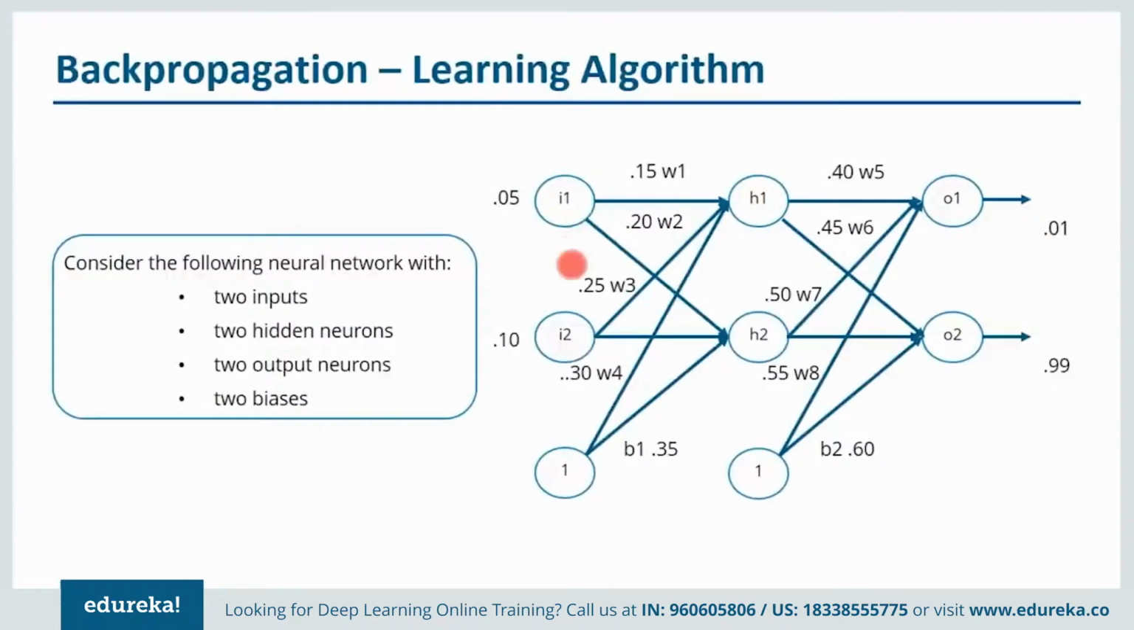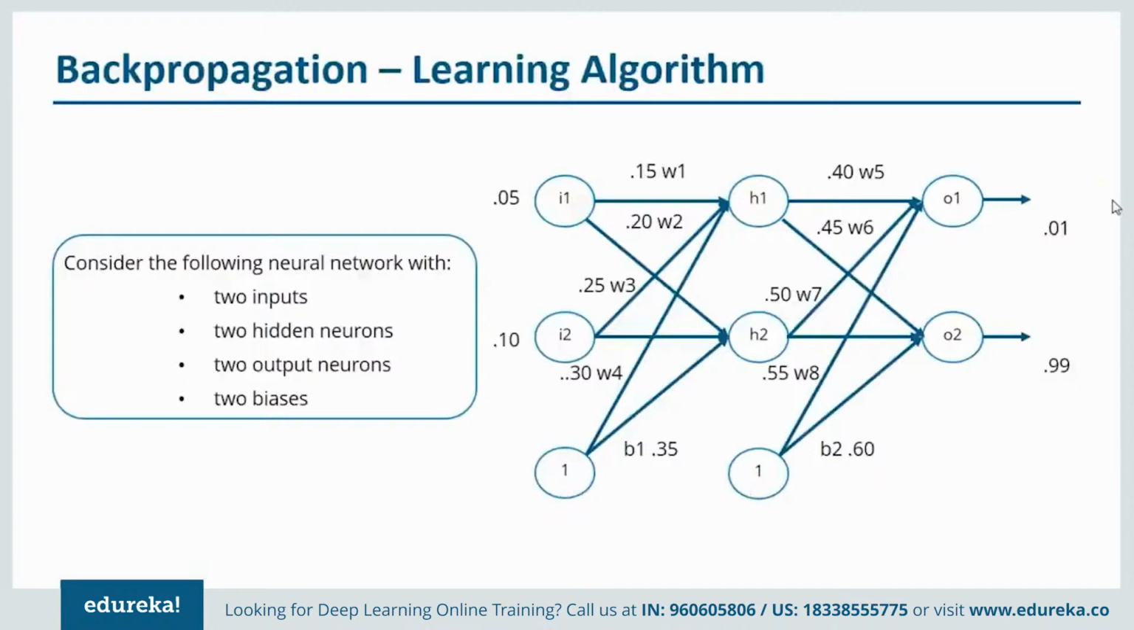So these two are our input neurons, these two are our hidden neurons, and these two are our output neurons. Now our aim is to get 0.01 and 0.99 as our output. At the same time, we have inputs as 0.05 and 0.10. Initially, we take the weights as we can see here: 0.15 W1, 0.20 W2. So these are the weights, plus we have two biases as well.